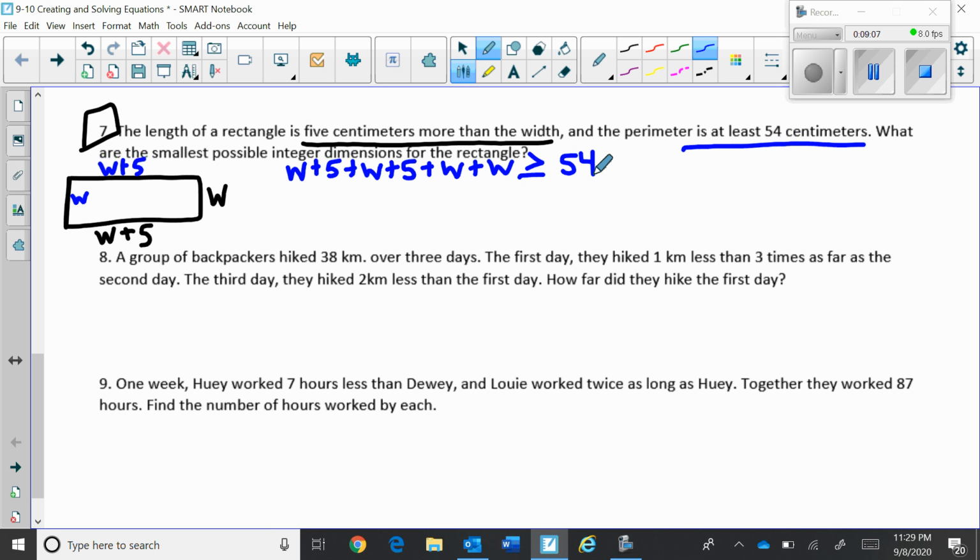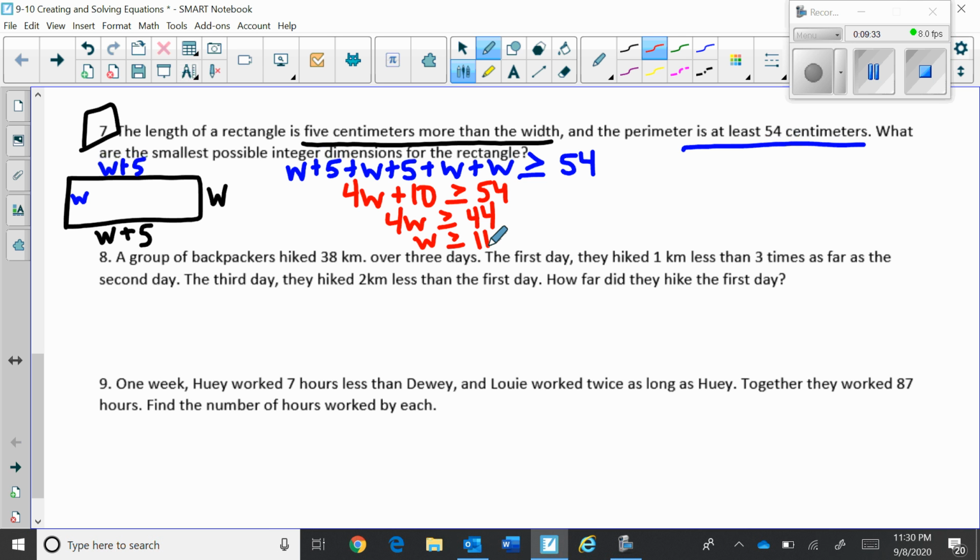All right, so now we need to combine our like terms and add. So we've got 4W plus 10 is greater than or equal to 54. Subtract 10 from both sides. 4W is greater than or equal to 44. So W is greater than or equal to 11.